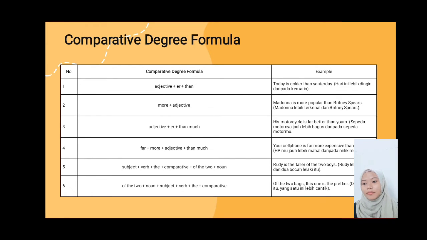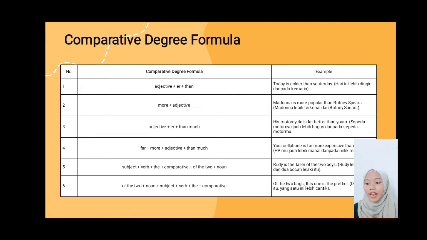For number 3, adjective plus er plus than, with much or far. Example sentence: his motorcycle is far better than yours. Number 4, far plus more plus adjective plus than. Example sentence: your cell phone is far more expensive than theirs.